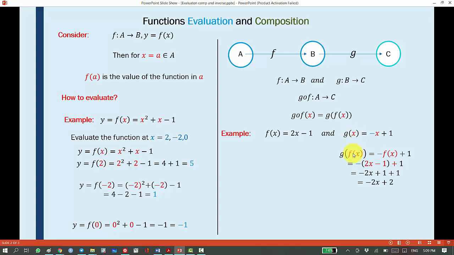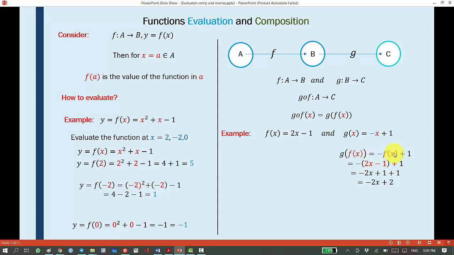Here we replace x with f of x. We do the same thing on the right hand side. Minus is minus. Instead of x, we have f of x plus 1, plus 1 coming from here. Then we have minus sign, bracket. Why do we need a bracket? Because this minus sign is being multiplied with all terms inside.